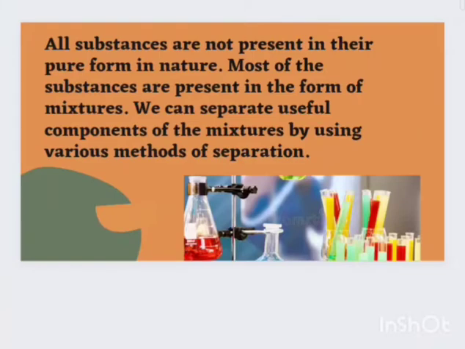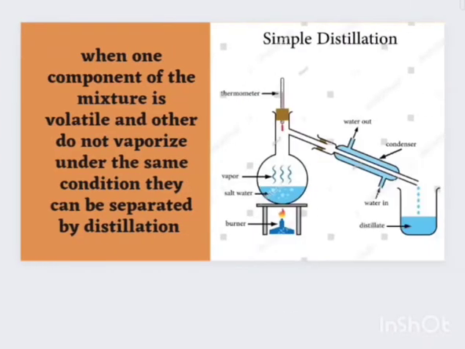We can separate useful components of mixtures by using various methods of separation. The choice of method of separation of components depends on the properties of the components of mixtures. Different types of separation methods are used in chemistry. First is simple distillation. When one component of the mixture is volatile and the other does not vaporize under the same condition, they can be separated by distillation.